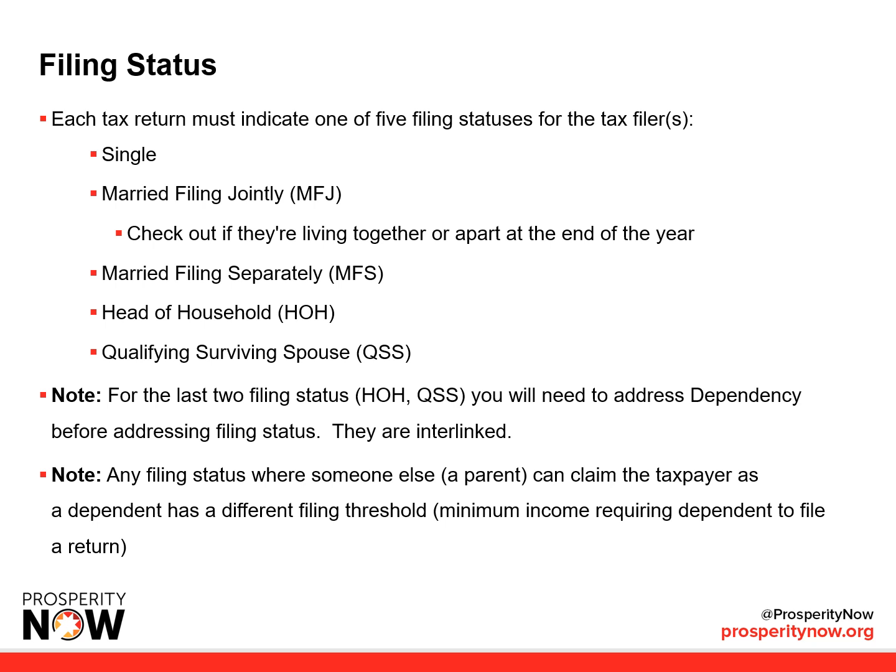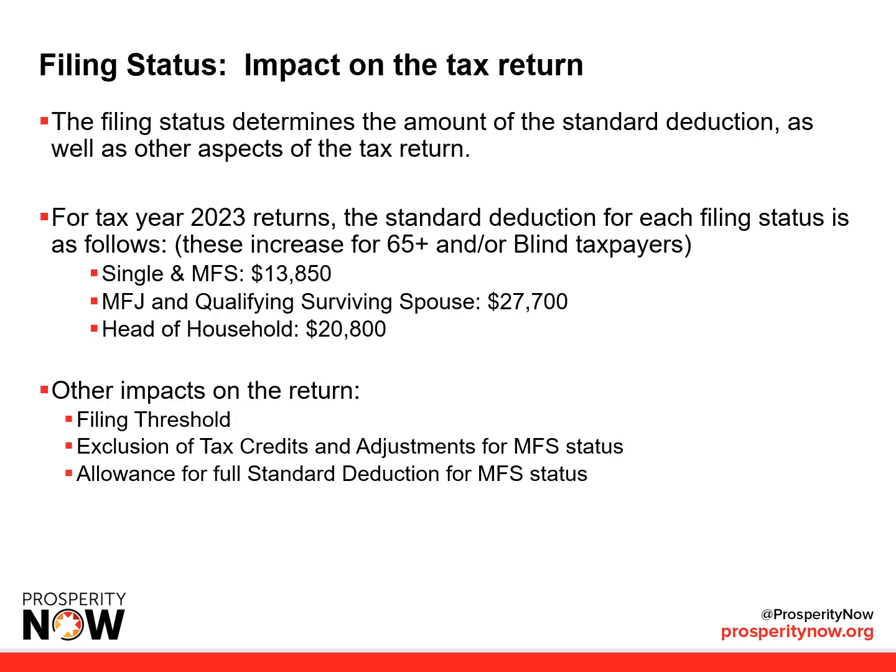head of household, or qualifying surviving spouse. The last 2 statuses you will need to address dependency before addressing filing. These 2 statuses are linked to having a dependent. Any filing status where someone else can claim the taxpayer as a dependent has a different filing threshold. Each of these 5 filing statuses determines the amount of the standard deduction.